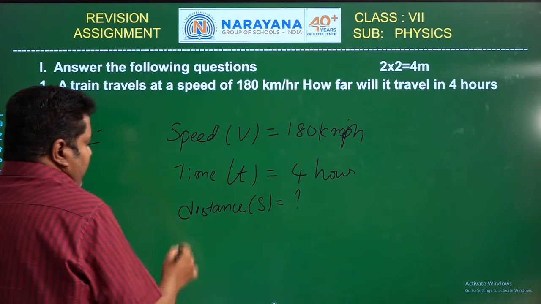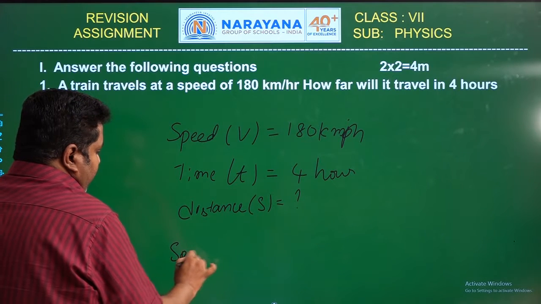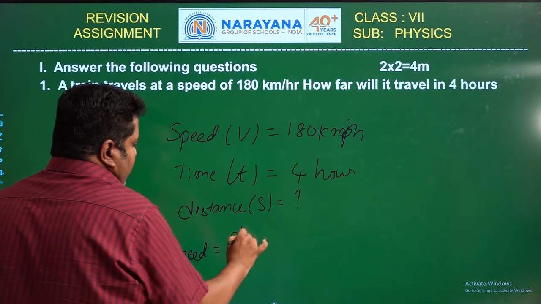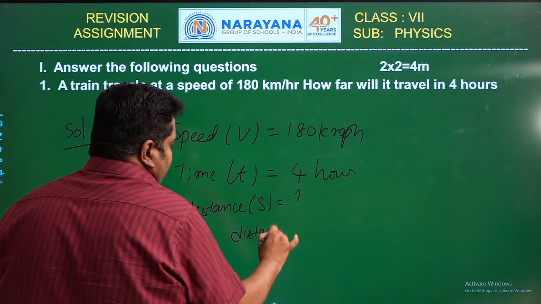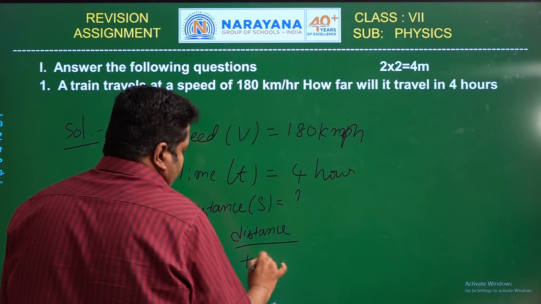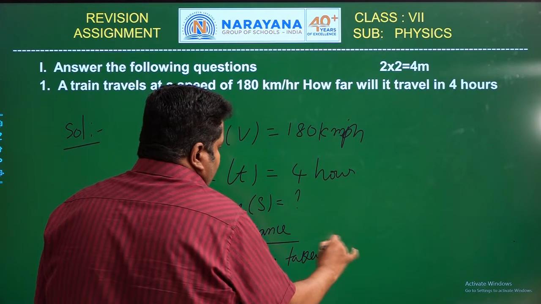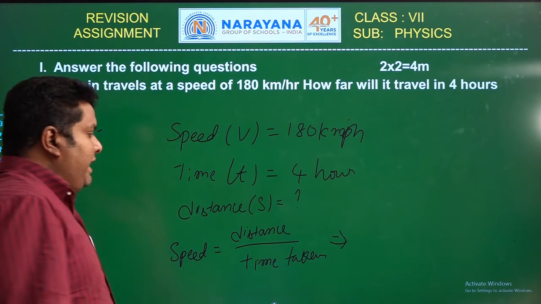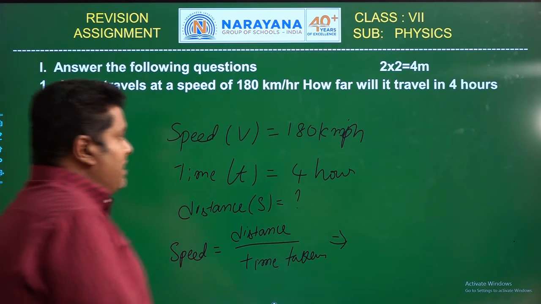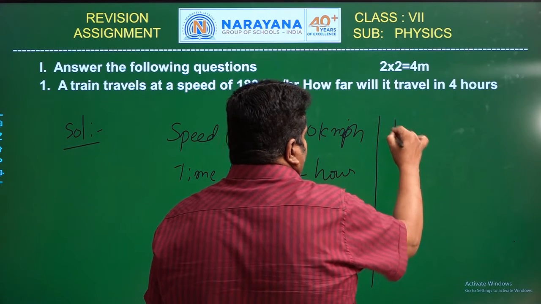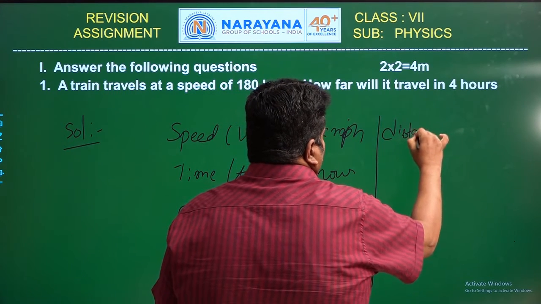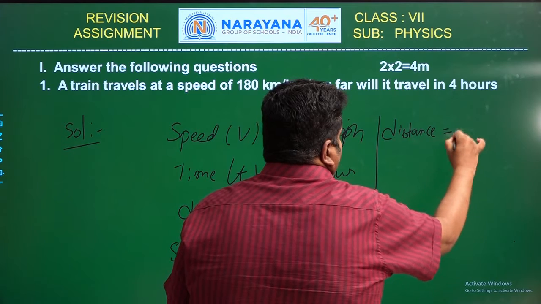Already you know that speed is equal to distance by time taken. From this equation, distance is equal to speed into time. So what is the formula? Distance is equal to speed into time.